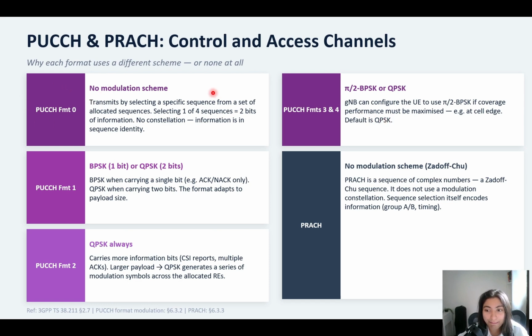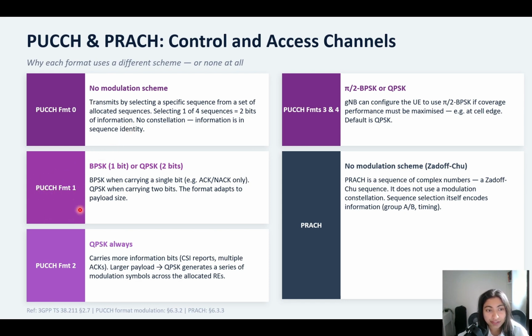Instead of mapping bits to constellation points, the UE selects a specific sequence from a set of pre-allocated sequences. If you have 4 sequences to choose from, selecting one of them communicates 2 bits of information. The choice itself is in the message. So this means that format 0 can be decoded at a very low SNR because the receiver only needs to identify which sequence was transmitted. It does not need to decode a constellation point.